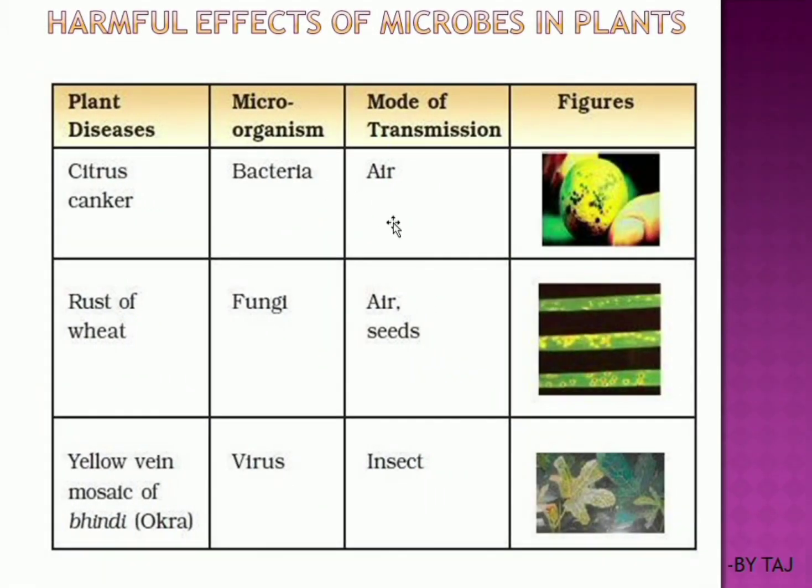I have given some harmful effects of microbes in plants. Three examples are given here: citrus canker disease, rust of wheat, and yellow vein mosaic of bhindi or okra, that is lady's finger. Citrus canker is caused by bacteria, rust of wheat is caused by fungi, and yellow vein mosaic of bhindi is caused by a virus. The mode of transmission of citrus canker is air, rust of wheat is air and seeds, and yellow vein mosaic virus is transmitted through insects. Here I have given the pictures of the three diseases.